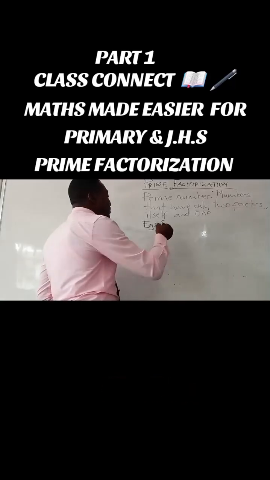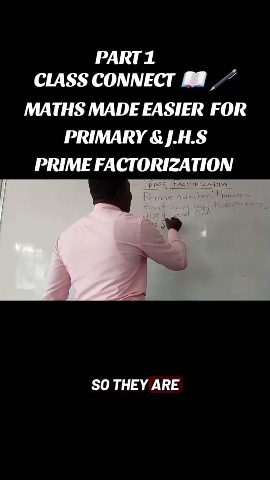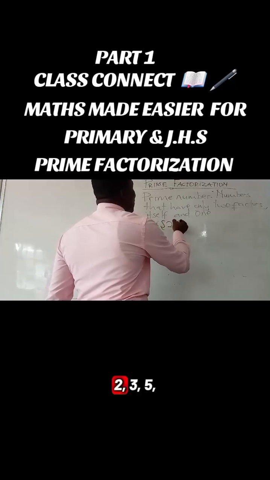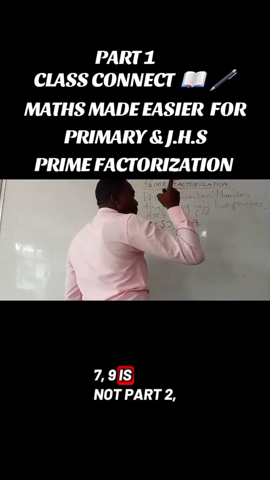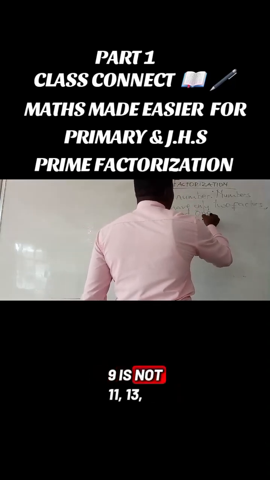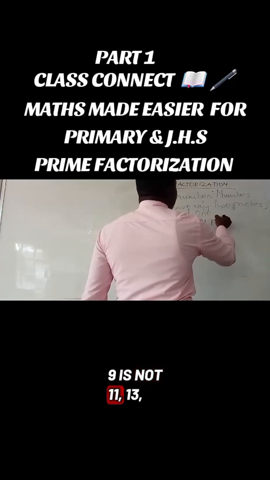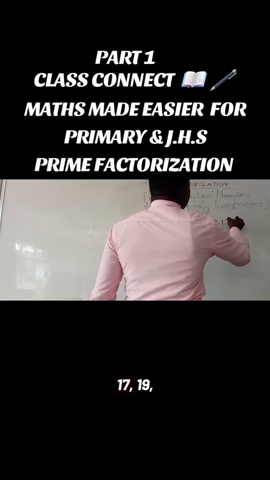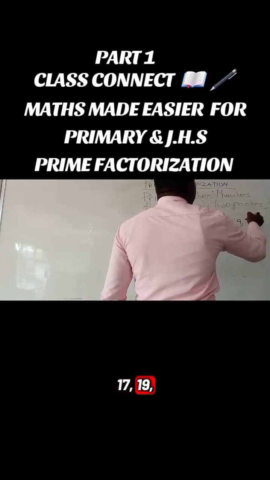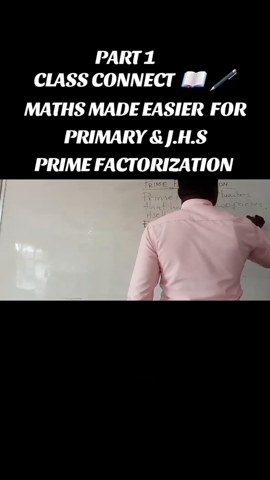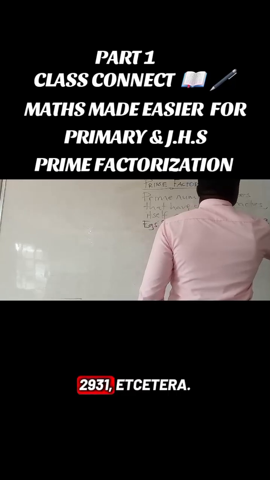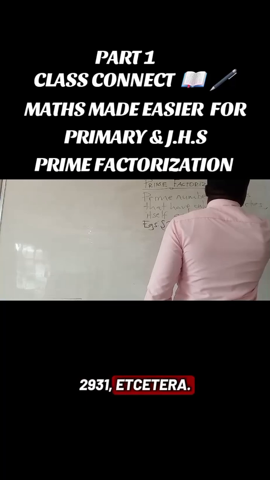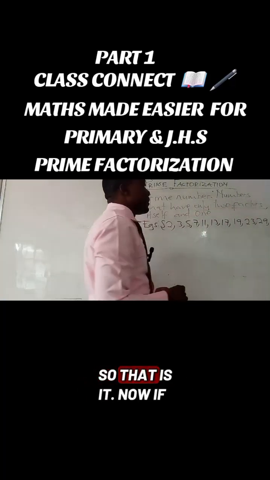All right, so there are 2, 3, 5, 7. 9 is not. 11, 13, 17, 19, 23, 29, 31, etc. So that is it.